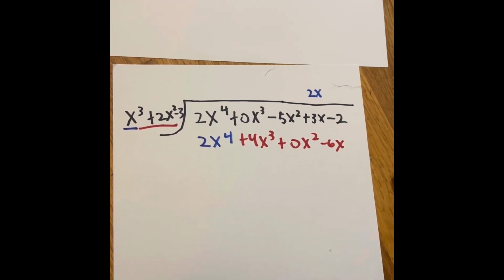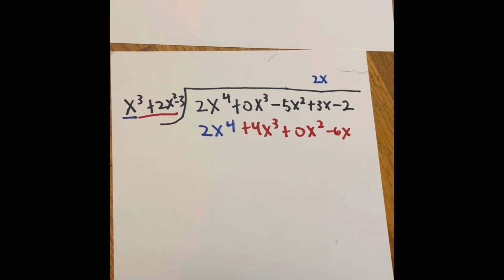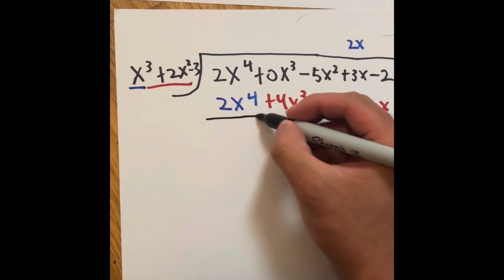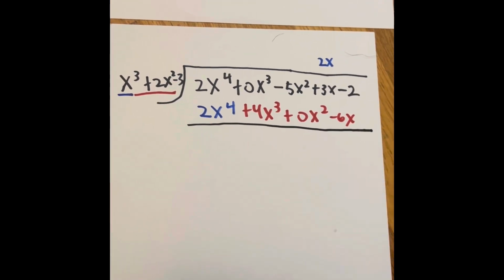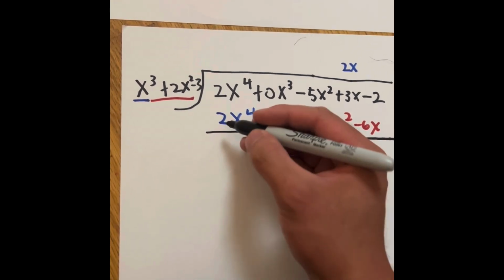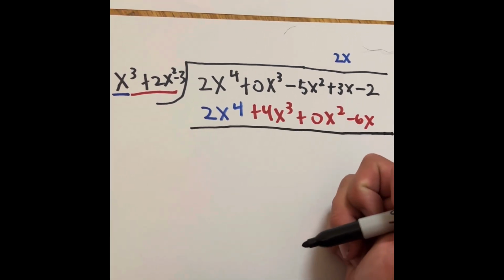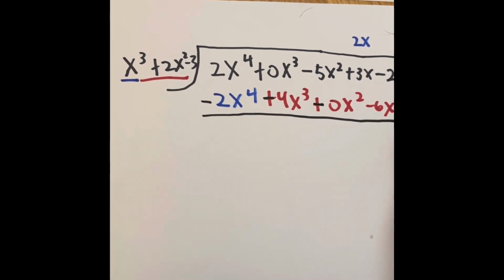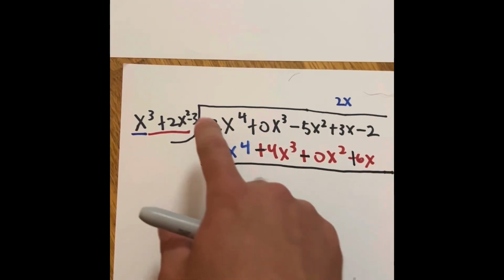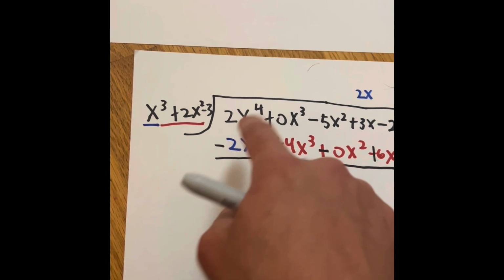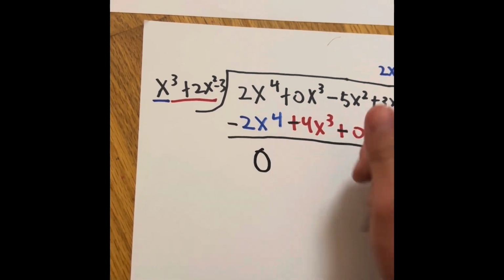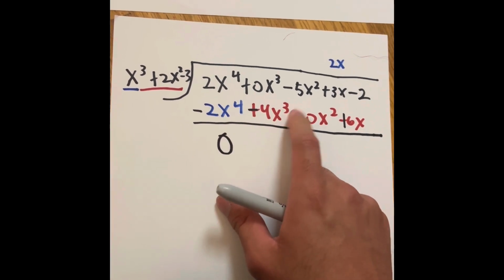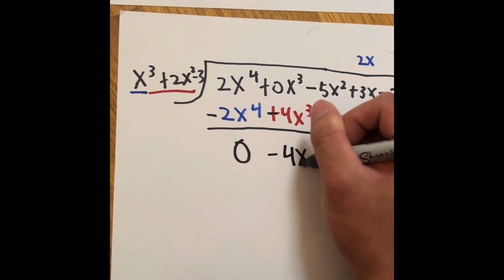So every time we multiply, we must divide. Well, not divide. Every time we multiply, we must subtract. So we have to do some subtraction action. But every time you subtract, everything must be in the opposite sign, meaning that we put this in a negative, this in a negative, this in a negative, and this into a positive. So now we subtract. 2x to the power of 4 minus 2x to the power of 4 is 0. 0 to the power of 3 minus 4x to the power of 3 is negative 4x to the power of 3.